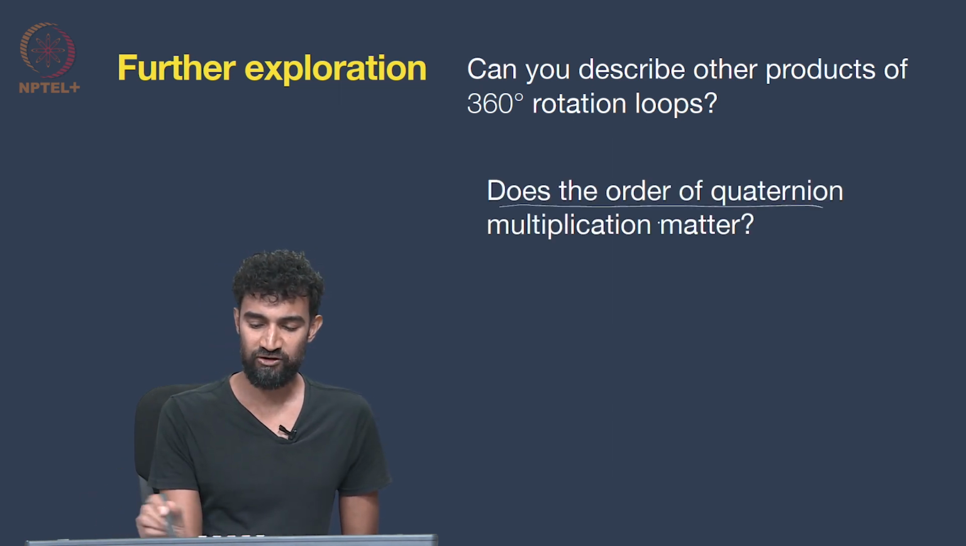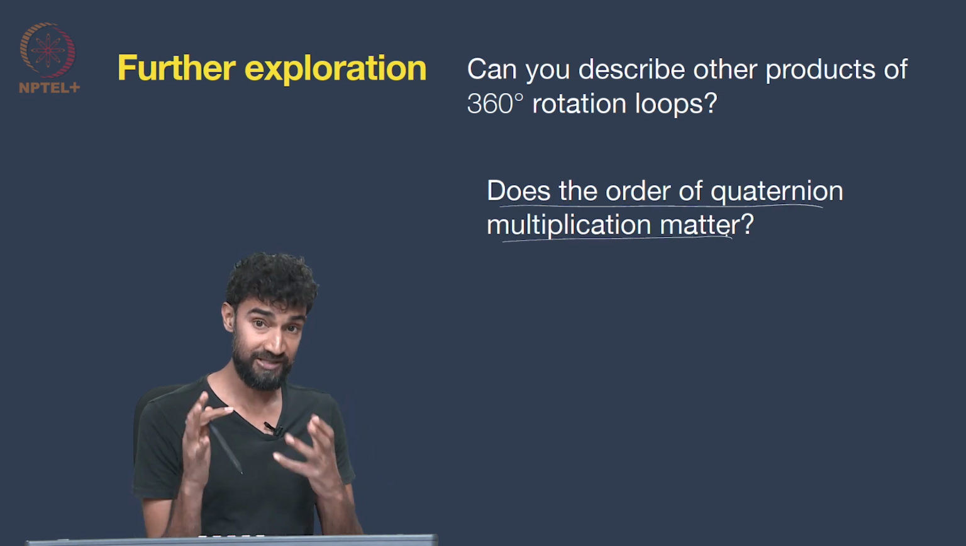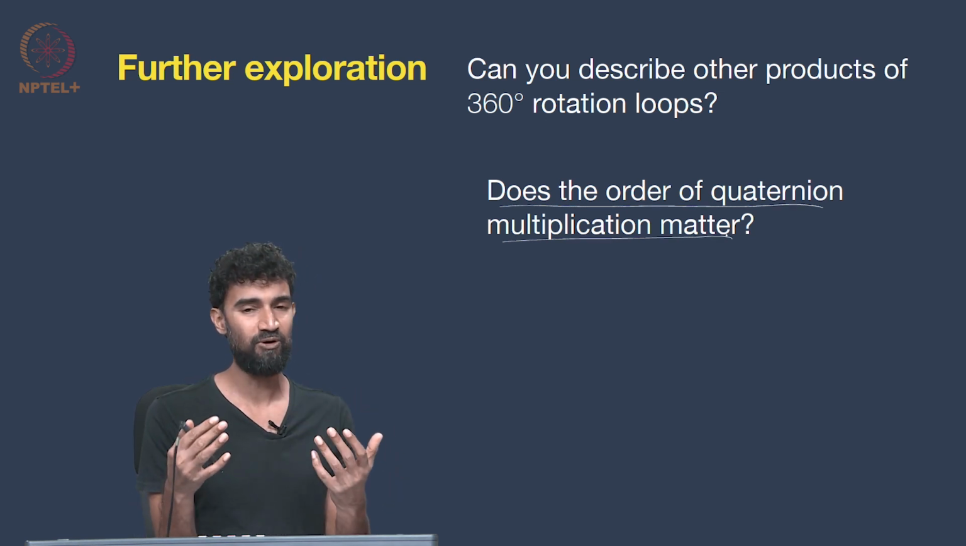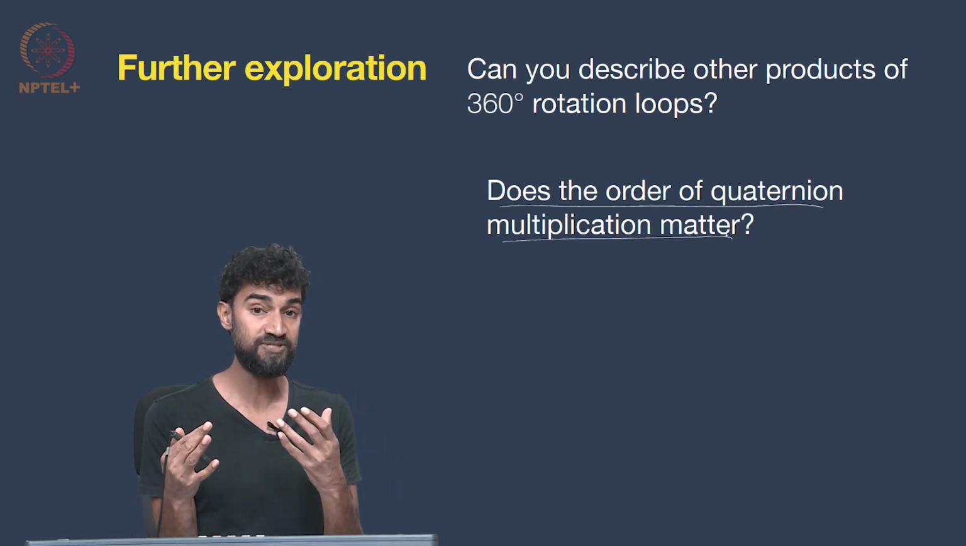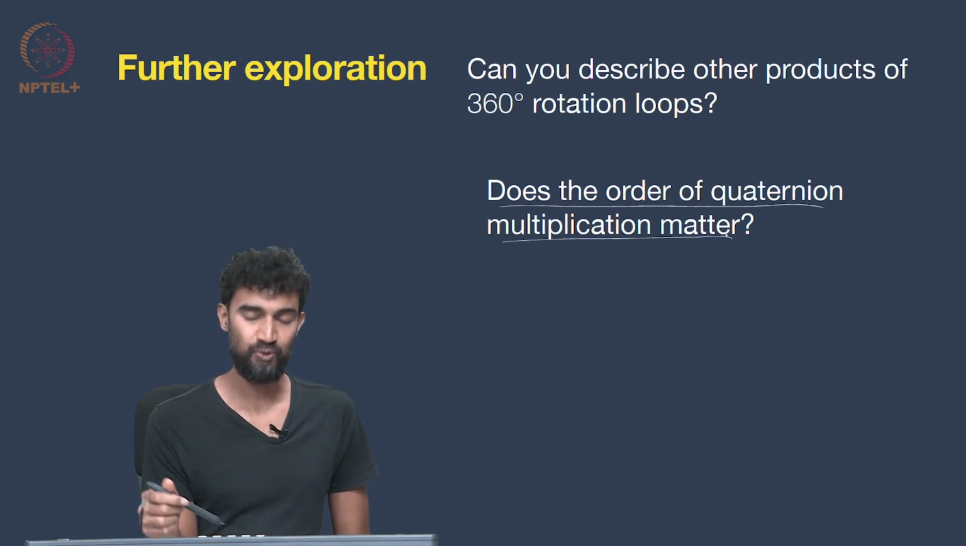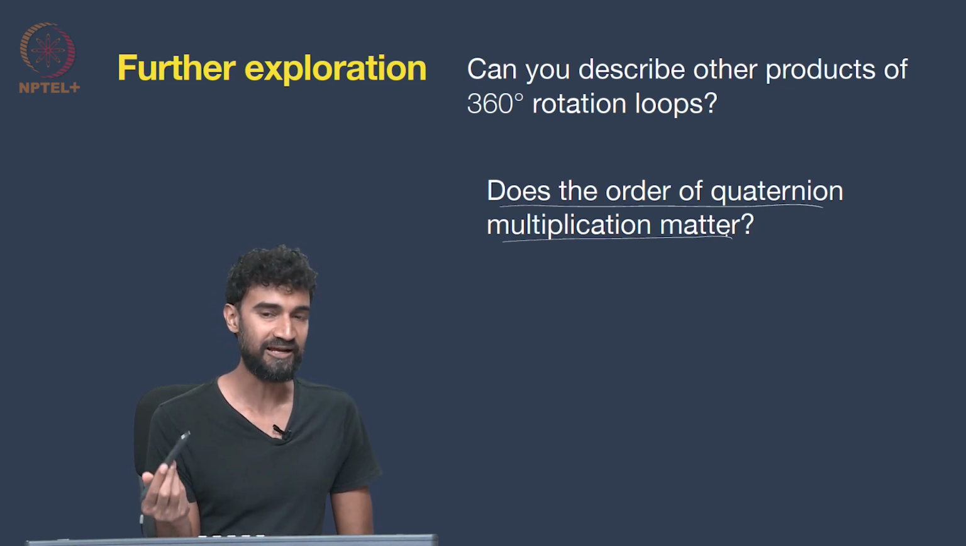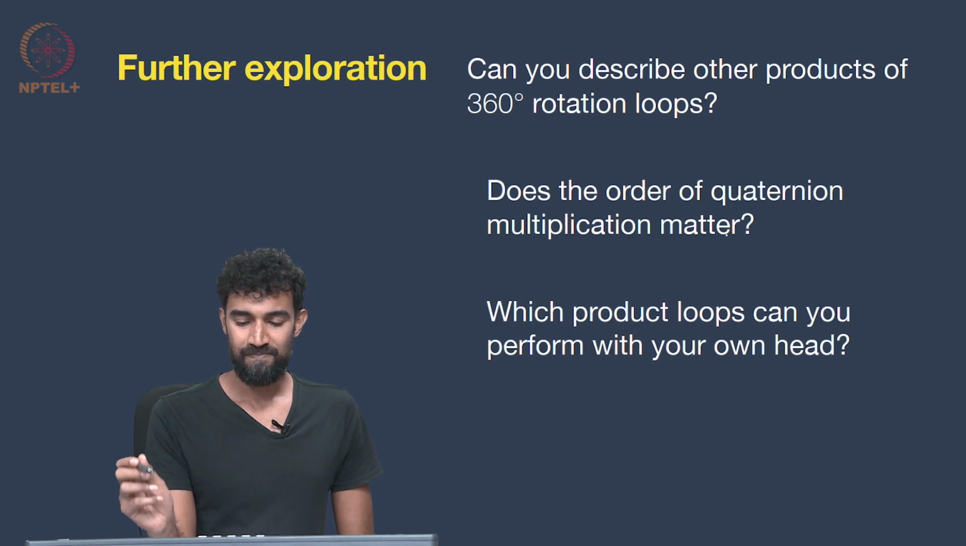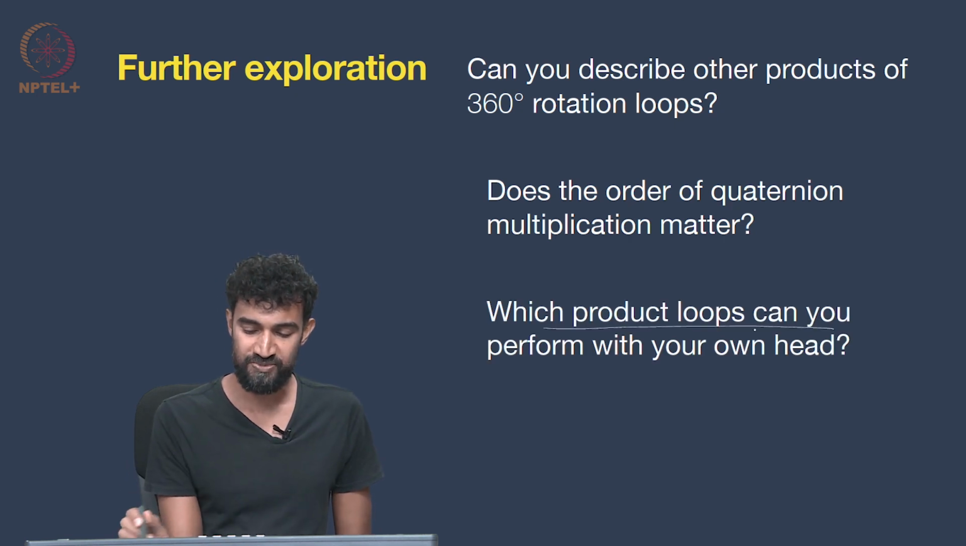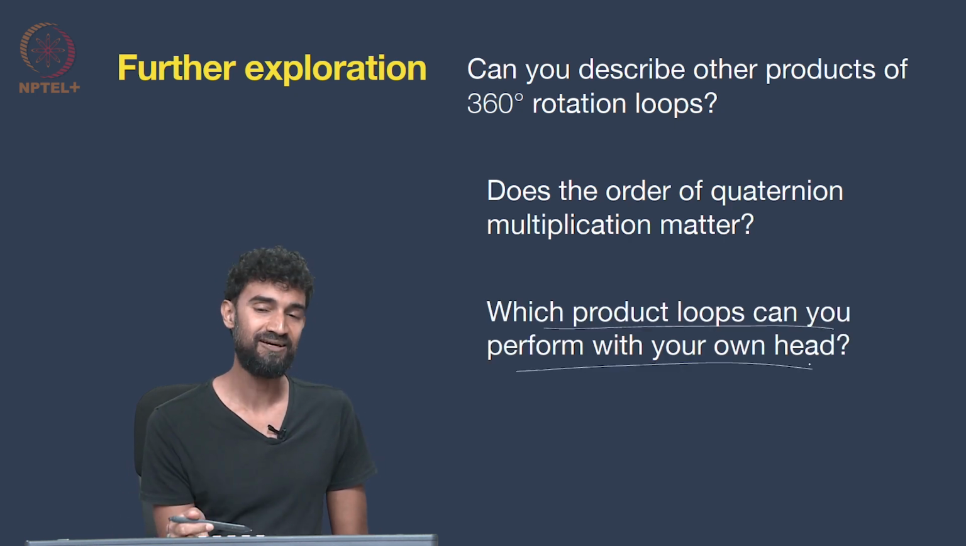And does the order of quaternion multiplication matter? For example, in the trivial loop we just saw, what if we multiplied these two loops in the opposite order? Would we get the same trivial tracking loop, or would we get something else? And what product loops can you perform with your own head?